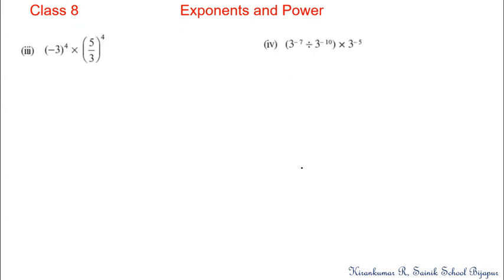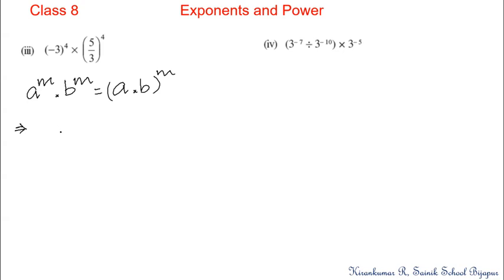Further, question number 3. If you look at the powers here, they are the same. We know that when a to the power of m is multiplied with b to the power of m, when powers are same, this will be the product to the same power. We shall make use of this law of exponent.